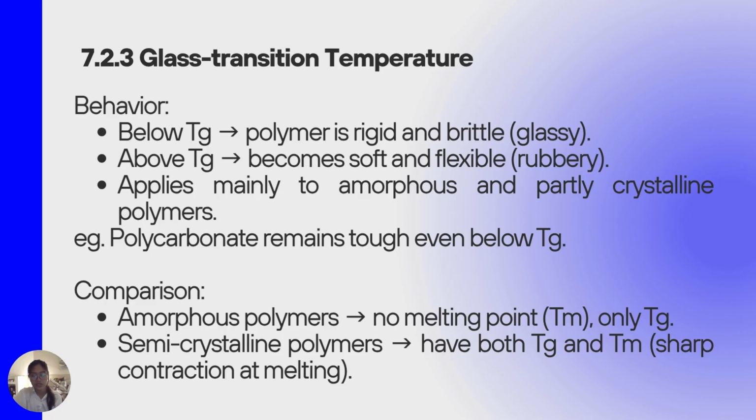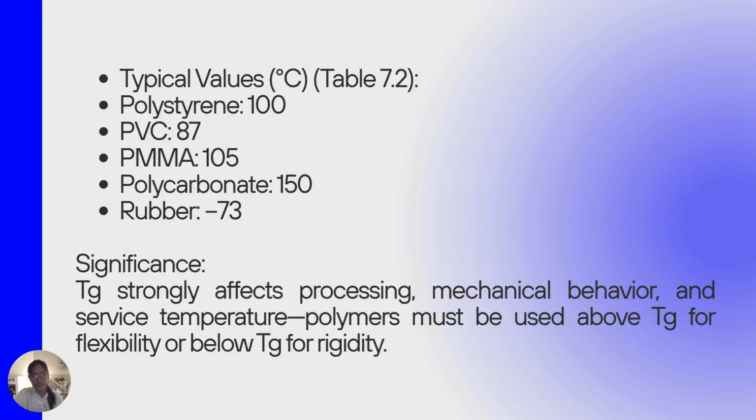This transition isn't a sharp melting point like in metals; rather, it's a gradual change that occurs over a temperature range. The glass transition is mainly relevant to amorphous and semi-crystalline polymers because fully crystalline materials have a distinct melting point, Tm. We can identify Tg experimentally from a specific volume versus temperature curve, where a noticeable change in slope indicates the transition, as shown in figure 7.9 in the book.